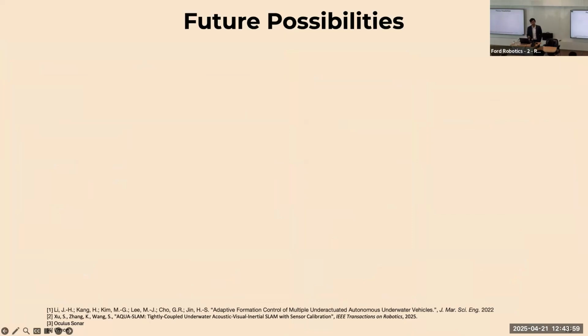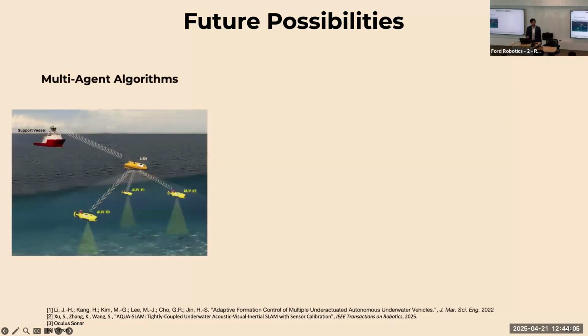So some future possibilities I'd like to consider that this thesis might help build include multi-agent algorithms, where instead of having one vehicle go out and survey, we can split it up into multiple vehicles, making this a more scalable problem. But most importantly, communication between vehicles, which is difficult underwater, in order to increase the collaboration between these robots.